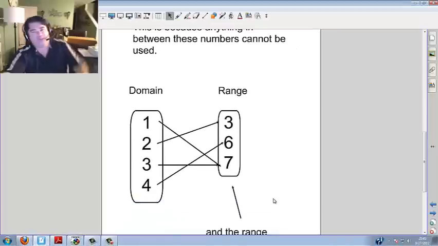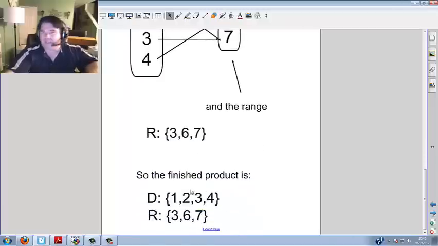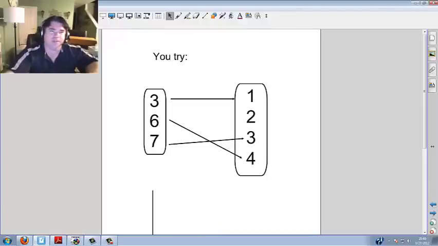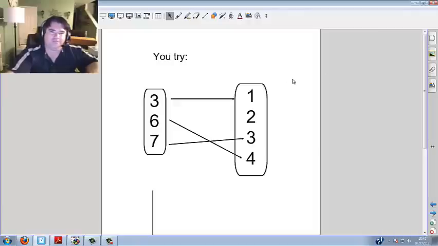That'd be bad. So anyway, domain 1, 2, 3, or 4, but range is 3, 6, and 7. So R bracket 3, 6, 7, and the finished product is D: bracket 1, 2, 3, 4 bracket, R: 3, 6, 7 bracket. Oh, I'm getting tired of this message there. I'll be fixing that for the next lesson. Let's do a U-try. Go ahead and put these in brackets, domain and range. Go ahead at this time.